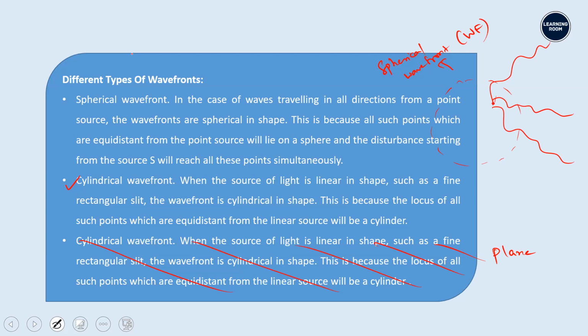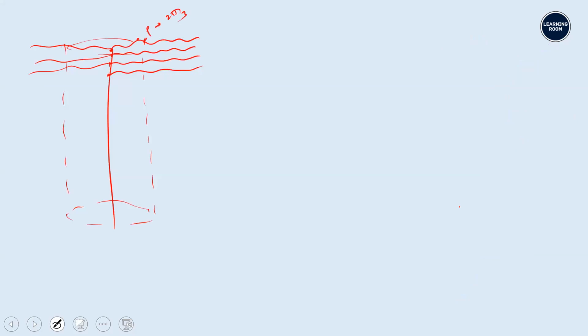Right. So write it down. When the source of light is linear in shape, such as a fine rectangular slit, the wavefront is cylindrical in shape. This is because the locus of all such points which are equidistant to the linear source will be a cylinder. See, what you told is right.